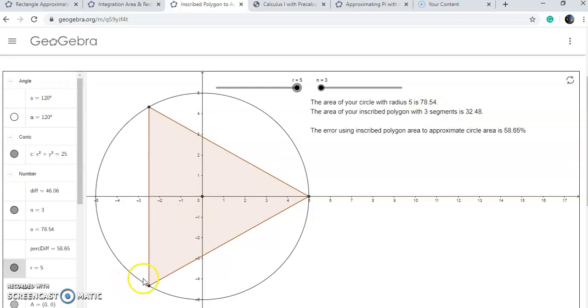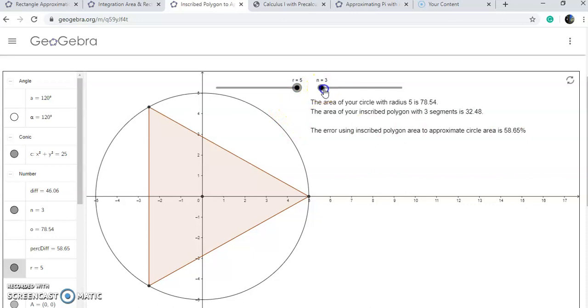Now the area of this polygon that is inside here is 32.48. You see, there is a lot of difference between the area of the circle with the formula and the area of the inscribed polygon. Now 32.48, that means the error that we have is 58.65. That is basically half of the precision.